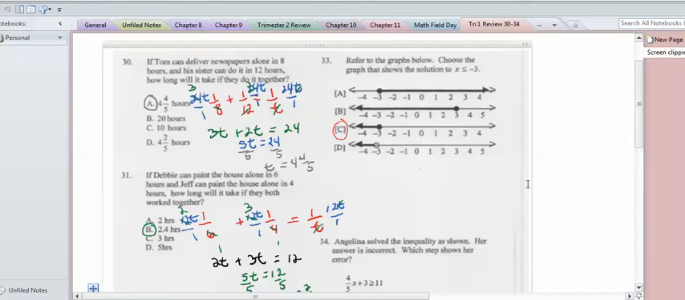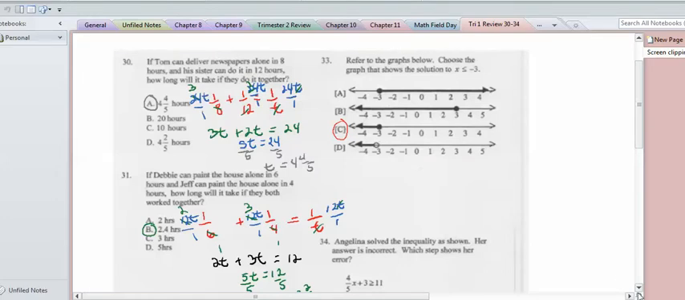Alright, on number 30 we have a work problem. Tom can do it in 8 hours, so that's 1/8. His sister can do it in 12 hours, that's 1/12. How long will it take them to do it together? That's 1/t. Find a common denominator, which I chose 24. 24t, 24t, 24t, crossed, cancelled, got 3t plus 2t is equal to 24. Added them together, divided, and I got 4 4/5 hours.